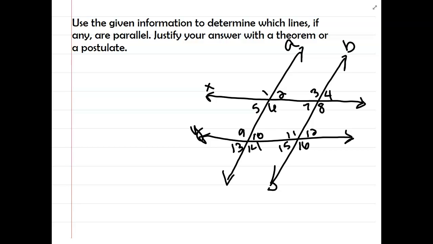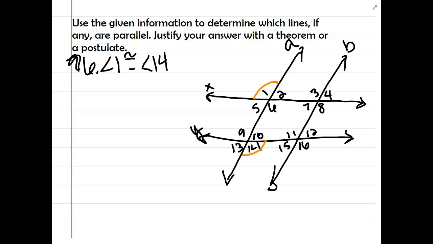Okay, so this is going to be the same thing we did on the first two problems. I'll give you some information. We're going to use that information to decide which of these lines would be parallel. Justify your answer with a theorem or a postulate. So number 6, let's say angle 1 is congruent to angle 14.